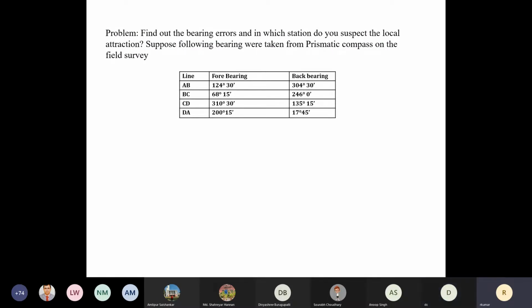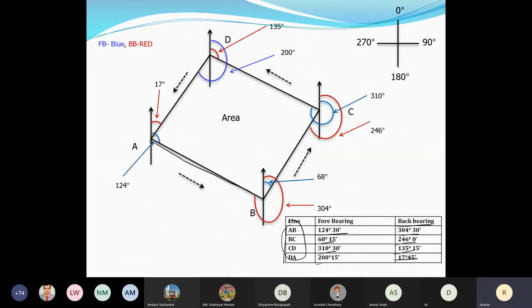So this is your task for today. Find out the bearing error in which you suspect the local attraction. Suppose the following bearings are given. How to solve, we will discuss in the class, not here. So let me know what you understand.